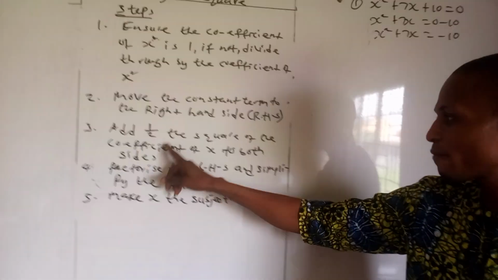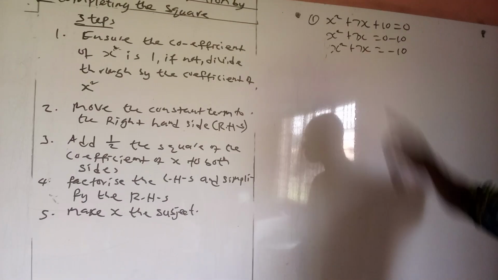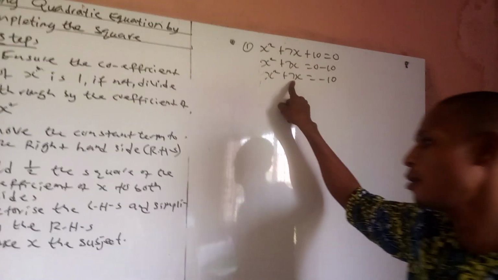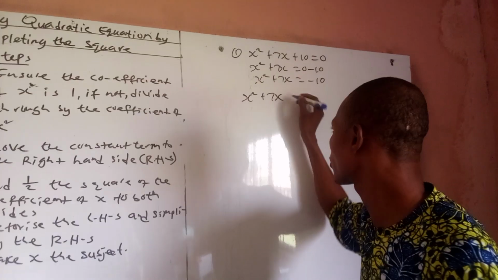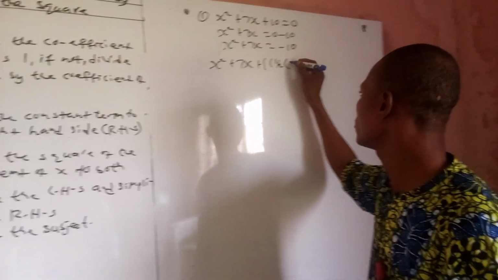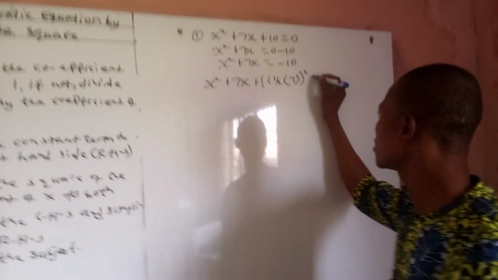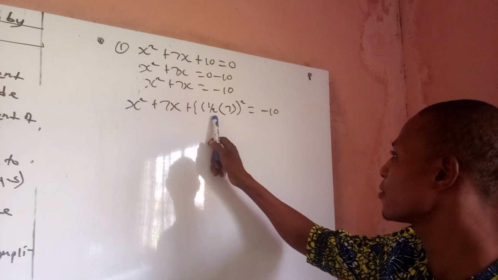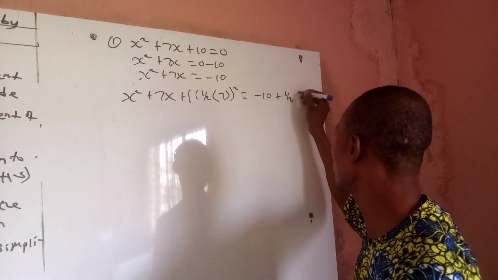The next step, add the square of half the coefficient of x to both sides. The coefficient of x is 7. So we are going to add the square of half the coefficient of x to both sides. So that is x squared plus 7x plus half of 7, squared. We have added this to one side, we also need to add it to the other side.